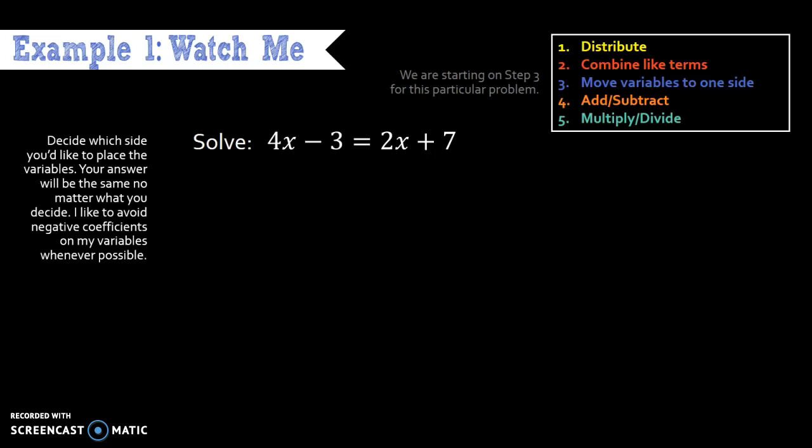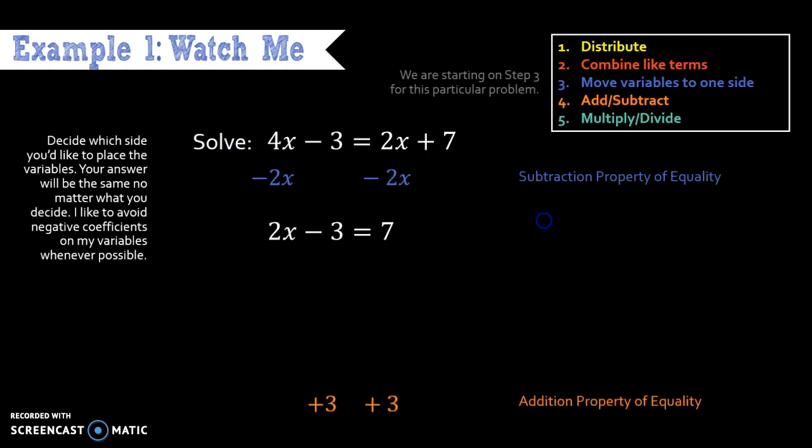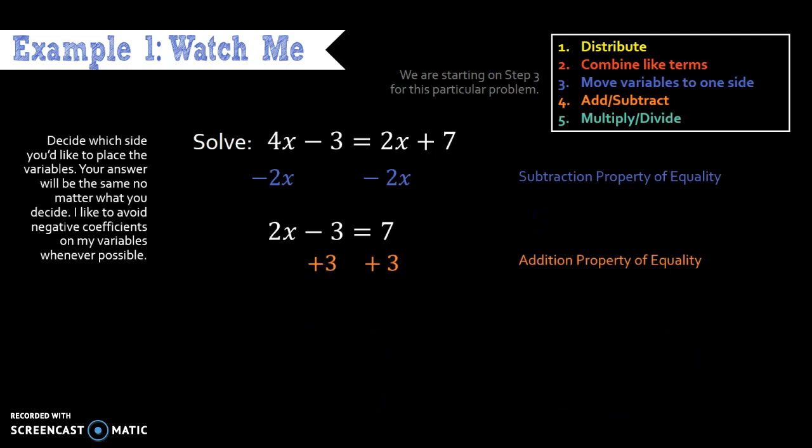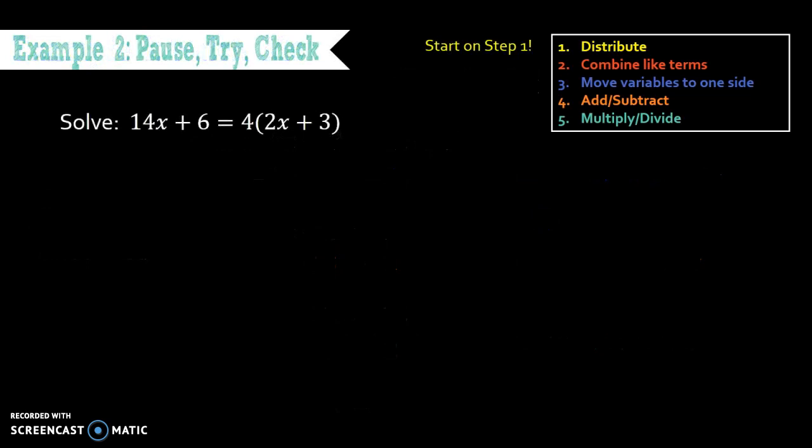So in order to not have a negative coefficient on my variable, I'm going to subtract 2x from both sides instead of the 4x. My equation then becomes 2x minus 3 equals 7. I'm going to add 3 to both sides and then divide both sides by 2 to get my final answer. Pause and try this one and we'll check it in just a second.